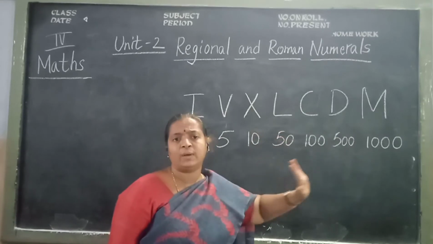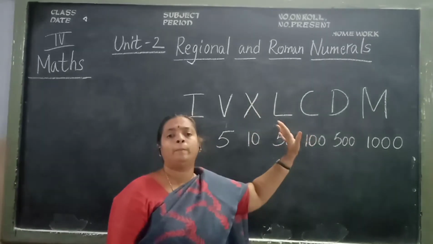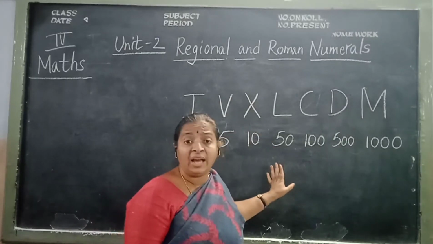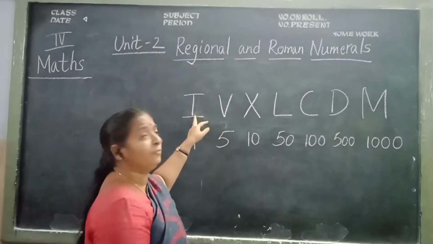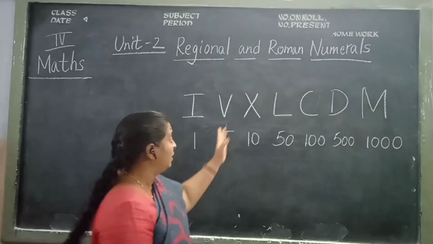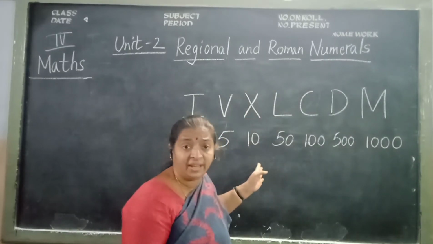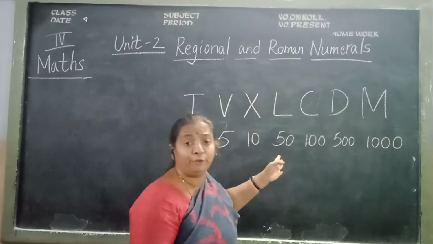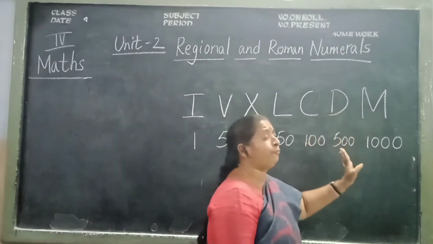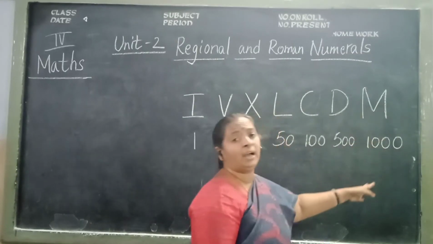These don't have place value, children. They don't have any place value. But they have value. This one I we can use as 1, V as 5, X as 10, L as 50, C as 100, D as 500 and M as 1000.